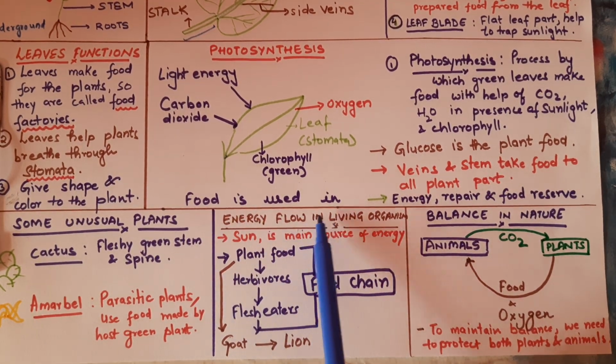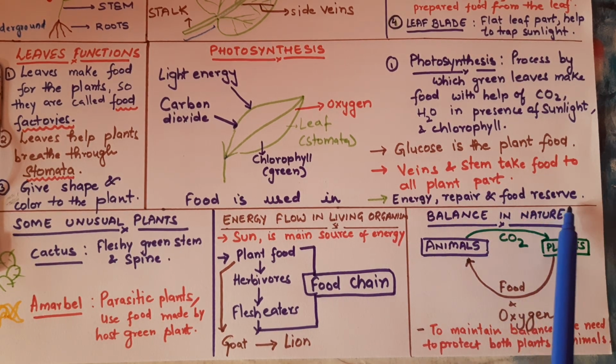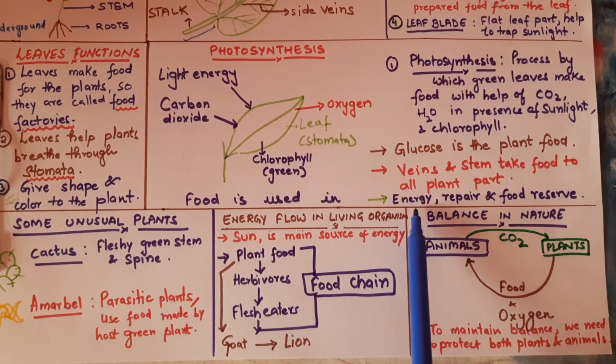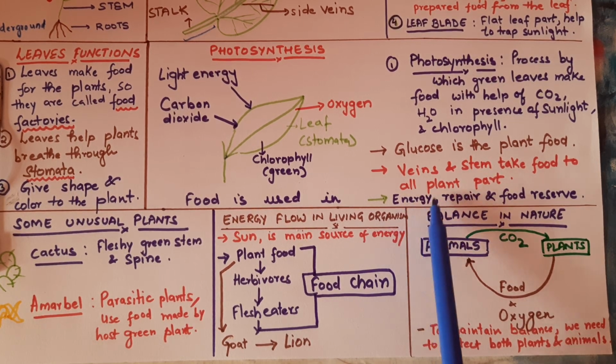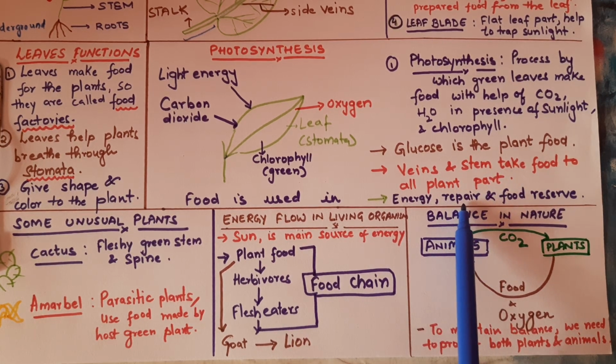So why does the plant need the food? The food is used for energy, repair and as a food reserve. So the plant uses food for energy. The plant needs to grow, right? So for growth it needs energy, and that energy is provided by the food. Second, if there is damage to the plant, it needs to repair itself, right? So it will utilize glucose, the main food of the plant, and repair it.